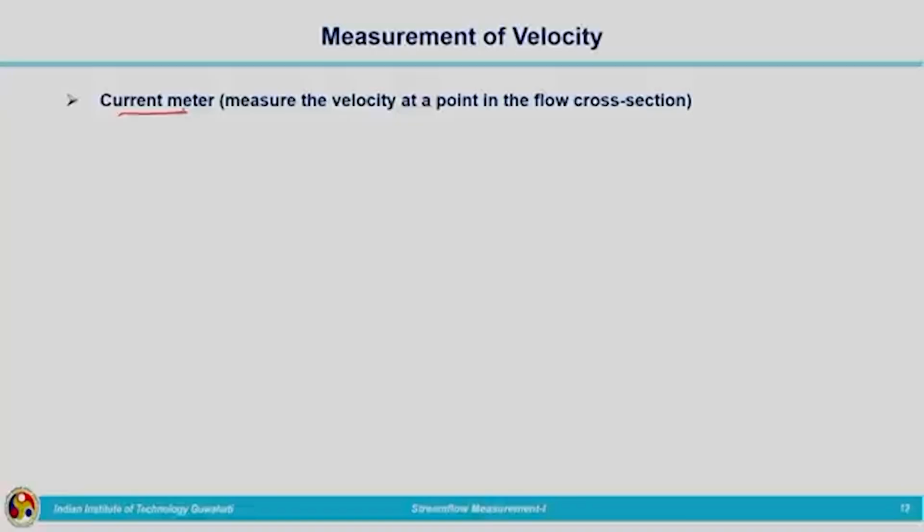Now let us move on to the velocity measurement techniques. Very commonly used velocity measuring technique is by means of current meter. It measures the velocity at a point in the flow cross section. So, current meter is the one which is measuring the velocity at a particular point. Where we are positioning this current meter, based on that velocity at that particular point will be obtained by making use of current meter. So, when I was discussing about average velocity, I told you in the case of shallow rivers, we need to measure the velocity at a depth of 0.6 times the depth of flow.